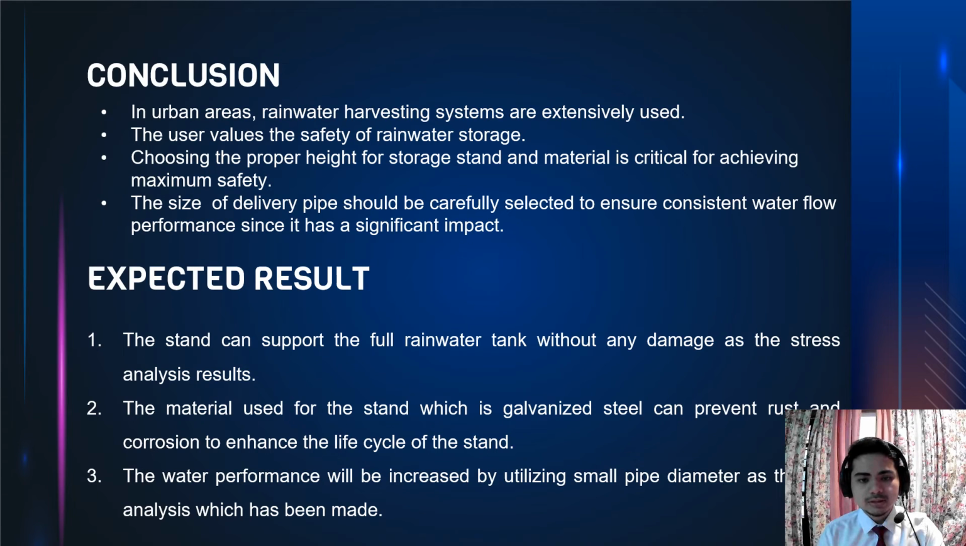For the expected result of this project, the stand can support the full rainwater tank without any damage as shown by the stress analysis result. The material used for the stand, which is galvanized steel, can prevent rust and corrosion to enhance the life cycle of the stand. And the water performance will be increased by utilizing a small pipe diameter as shown by the flow analysis which has been made.